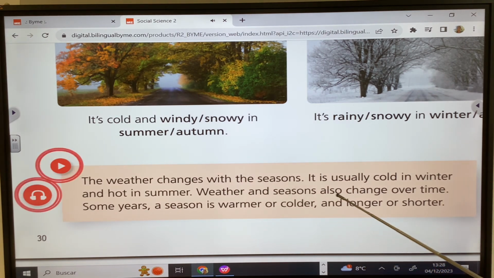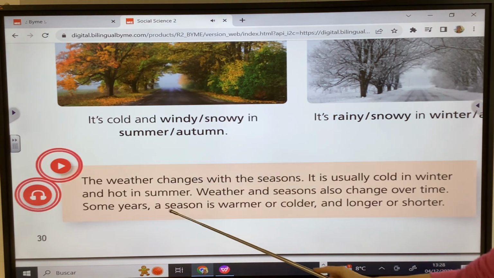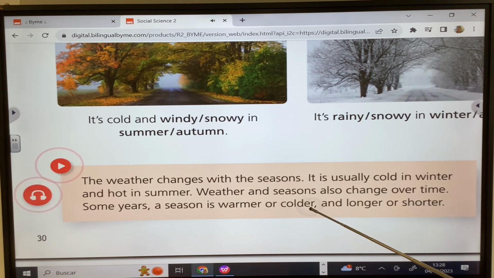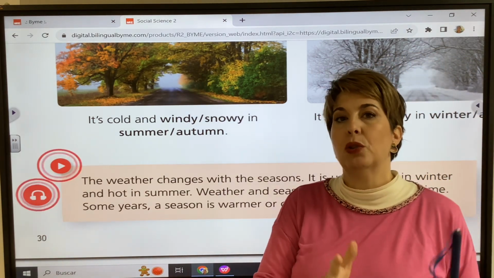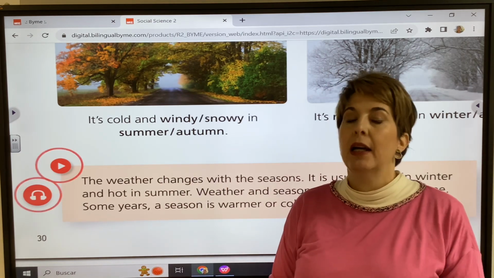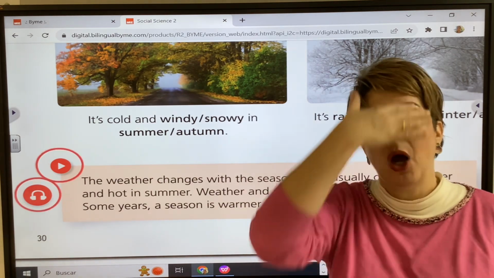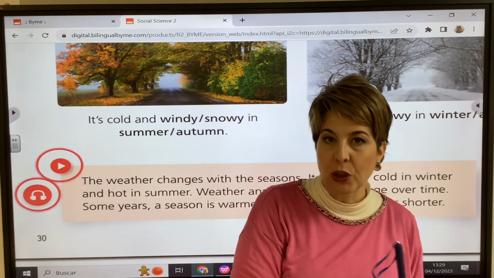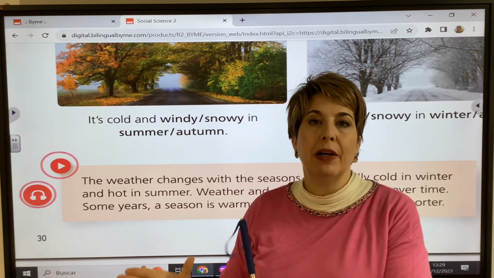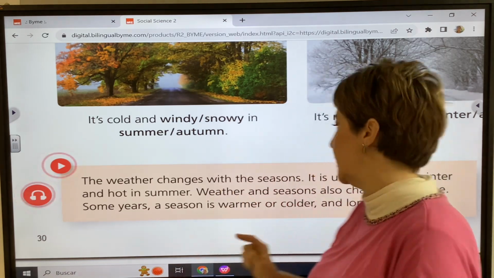Weather and seasons also change over time. Some years, a season is warmer or colder, and longer or shorter. Another piece of information that we get is that seasons are not the same every year. This summer, it was very hot, but last summer, it was hotter than this summer. So it's hot in summer, but not every summer is the same. And it's the same in spring, in autumn, and in winter.